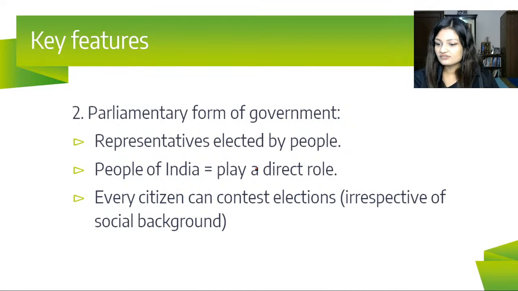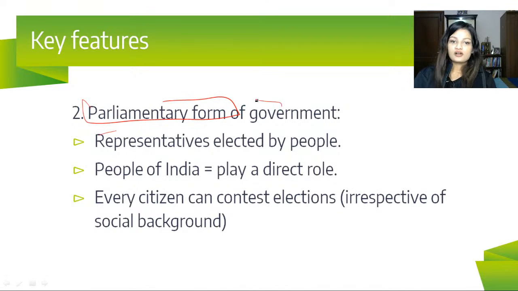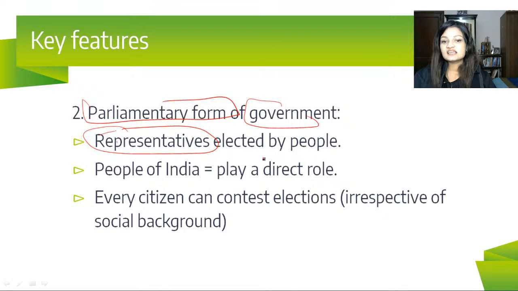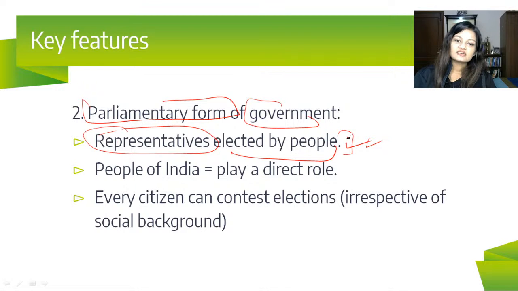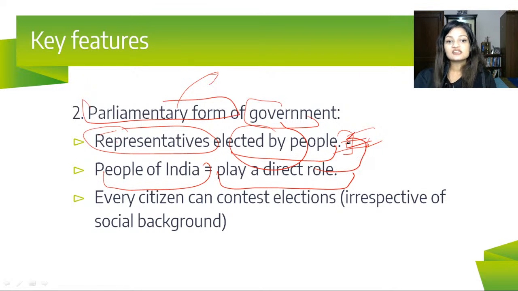Okay, so the next thing that we are going to discuss is that we in India have a parliamentary form of government. What does this parliamentary form of government mean? This basically means that our representatives are elected by the people. Some people confuse it and put it in fancy words, but guys, parliamentary form of government in very simple language only means that the representatives are elected by the people directly. So people of India are playing a direct role in electing the representatives.